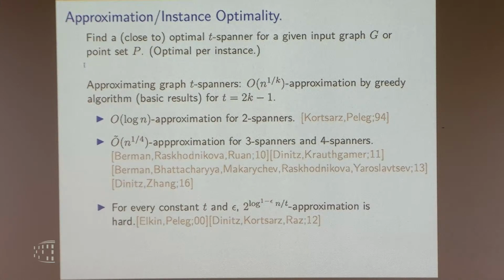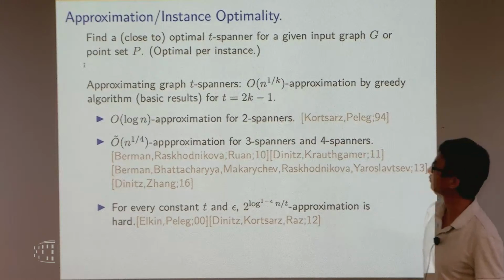So there's a lot of work. Well, I would say there's a long line of work from '94. For 2-spanner, you can get a log n approximation. For 3 and 4-spanner, you can get n to the 1/4, which is better than the numbers you see here.